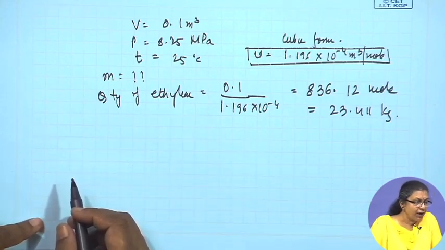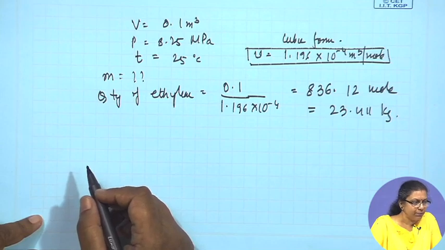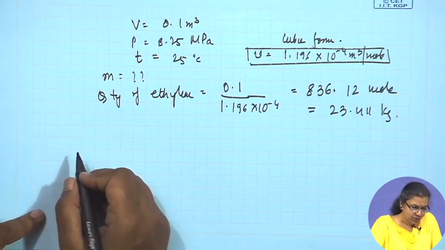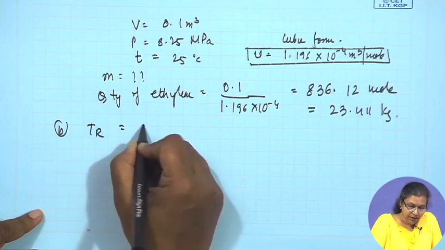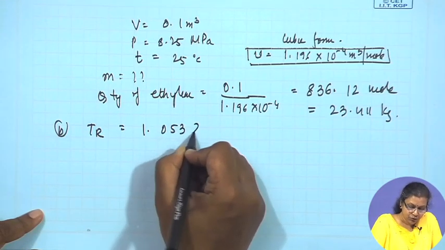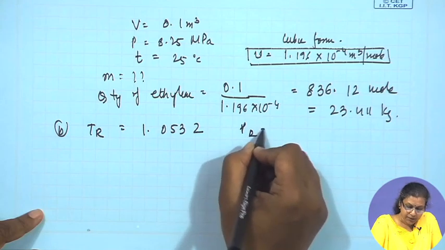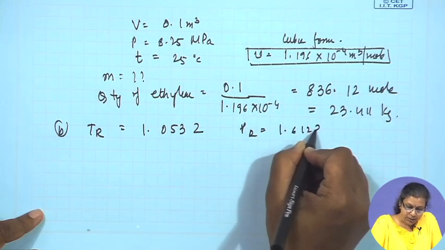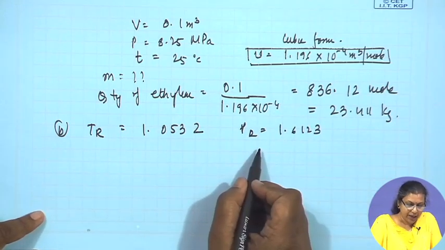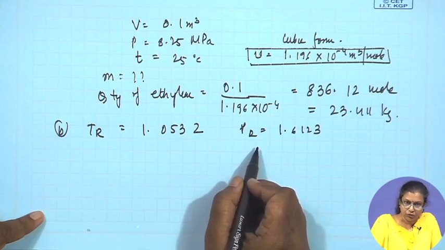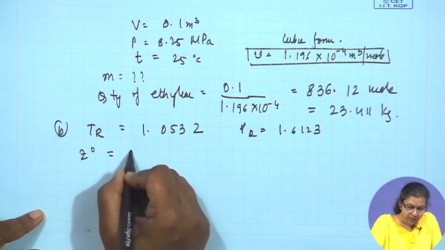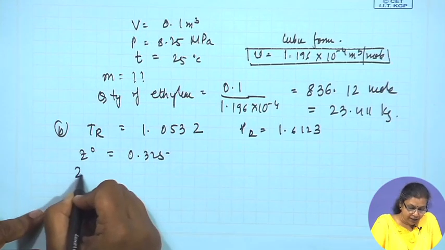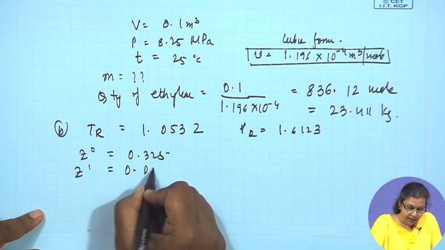As far as finding it out from the 2 and 3 parameter compressibility correlations, what you need to do is find out TR. It will be equal to this. Find out PR, this is going to be 1.6123. Since you know TR and PR, in this case there is no need of any particular trial and error. You can very well find out Z0 from the graphs which I have given. You can also find out Z1, the graph is also provided here.